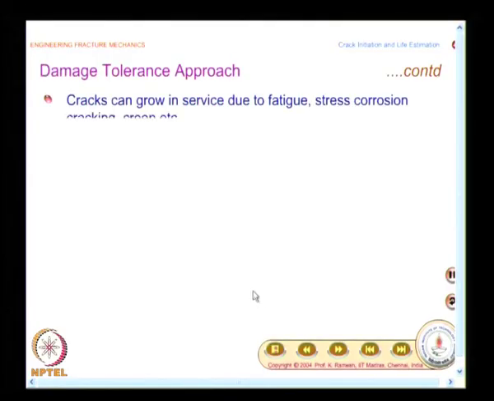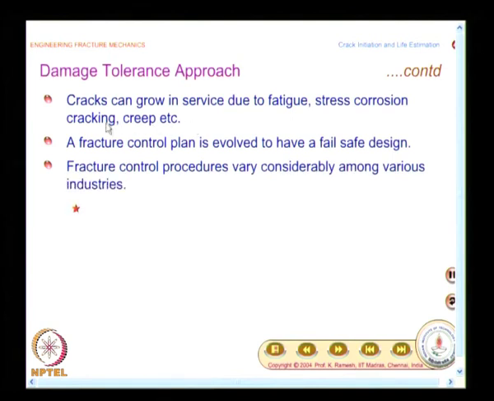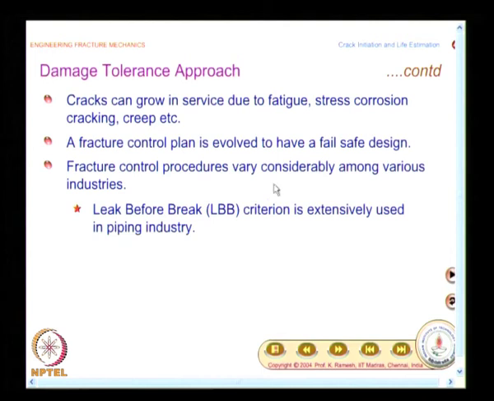How do you go about it? We all know that cracks grow in service due to fatigue, stress corrosion cracking, creep, etc. So, you need to evolve a fracture control plan. What is the role of the fracture control plan? It is to have a fail safe design. See, earlier you had concepts like infinite life, people have understood there is nothing like an infinite life. What we want is, if a component is going to fail, let it fail safely. So, that is the best that you can get out of it, and that is what damage tolerance is all about. And how do you do fracture control?